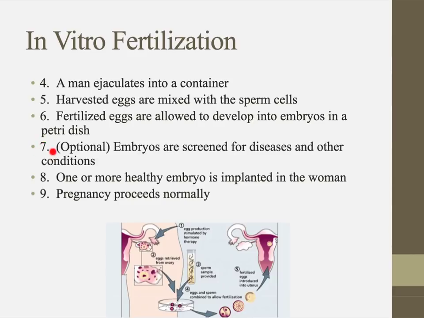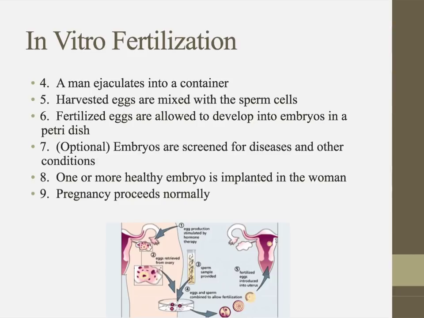Now, at this point, we can optionally screen those embryos for diseases and other conditions. So we can see if the embryos carry a genetic disease. We could also screen for gender. I'm not saying that this is morally acceptable, but we also have the scientific capability to screen for other traits like eye color and a widow's peak and all kinds of genetic traits.